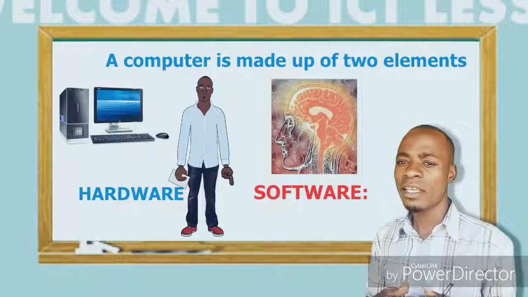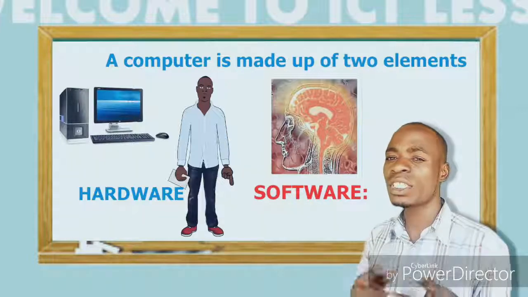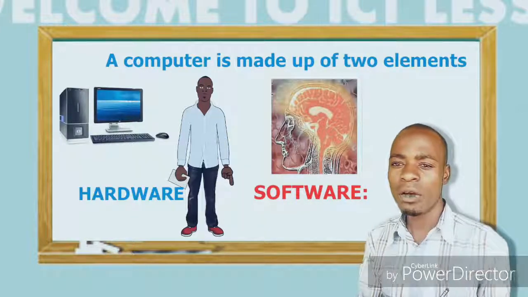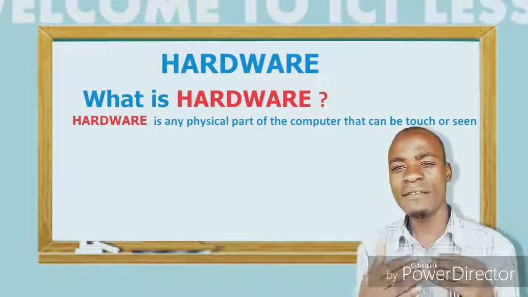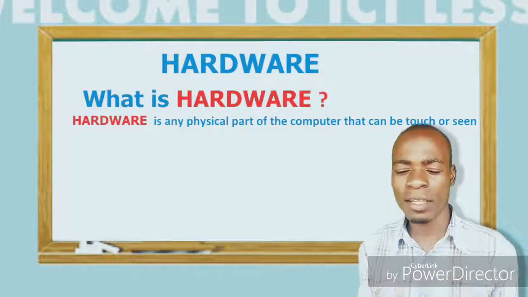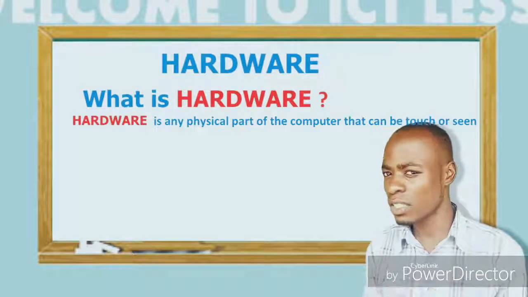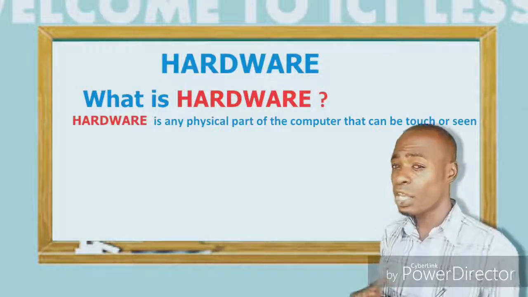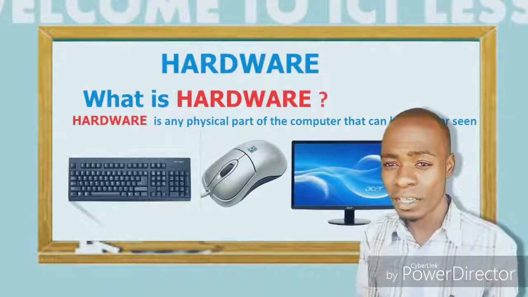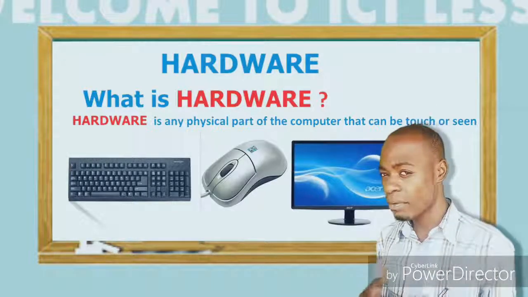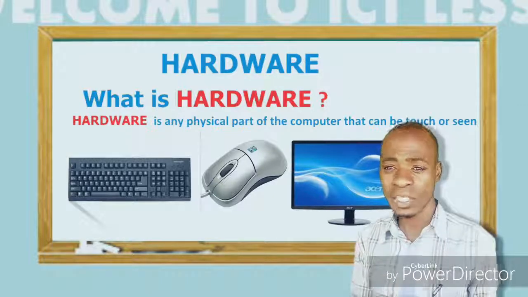Since we are saying the computer is made of two elements, which is hardware and software, now, what is hardware then? A hardware is any physical component of the computer that can be touched or seen, like a keyboard, a mouse, and a monitor. These are common examples of computer hardware.